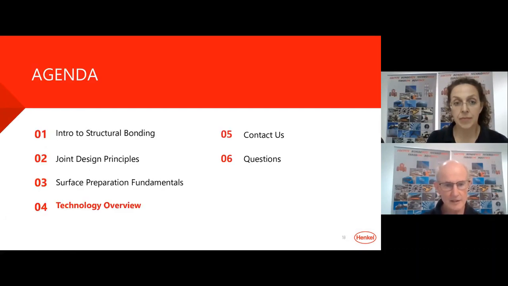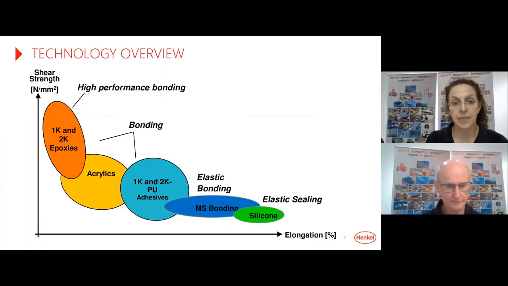So going to the next slide, Julie will now take you through the different types of adhesives for structural bonding. So when we talk about a structural adhesive, we're talking about a permanent bond. And there's a number of categories of adhesives that fall into this area.